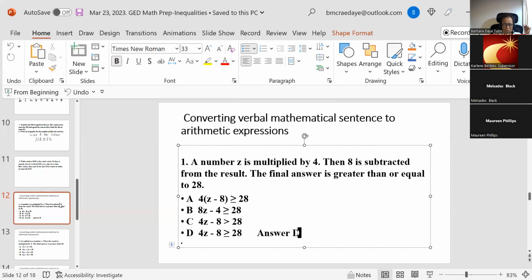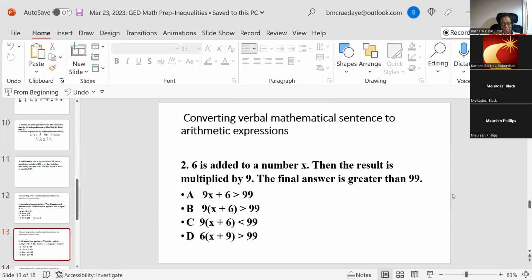Yeah, because Z multiplied by 4 is 4Z. 8 subtracted is minus 8. Greater than or equal is greater than or equal to 28, because Z represents a number that's multiplied by 4. That's right. Good. So that's 4 side by side, 4Z, right? Yes. Okay.